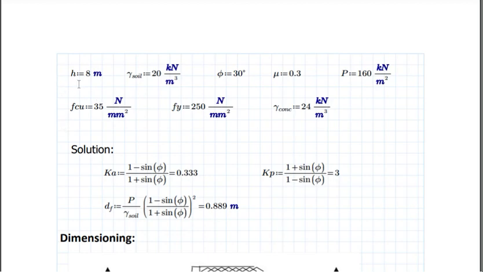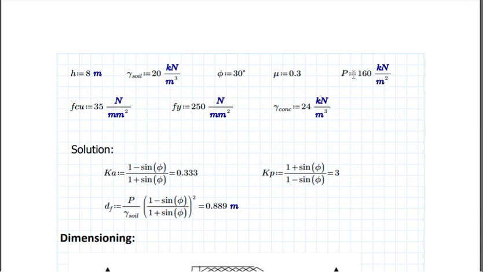Yeah, so welcome back. These are my given parameters for the design of the retaining wall. Our small h means the height from the usable ground level to the peak of the retaining wall. Here gamma soil is the density of the soil, this angle is our frictional angle, and this is the coefficient of friction.